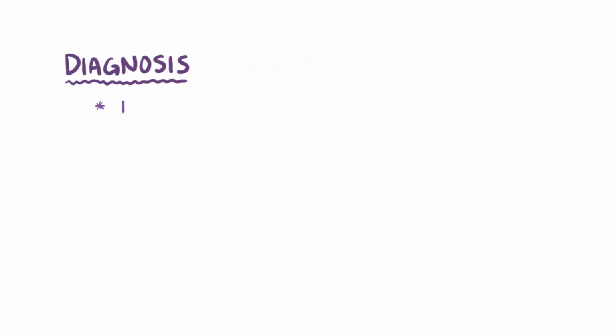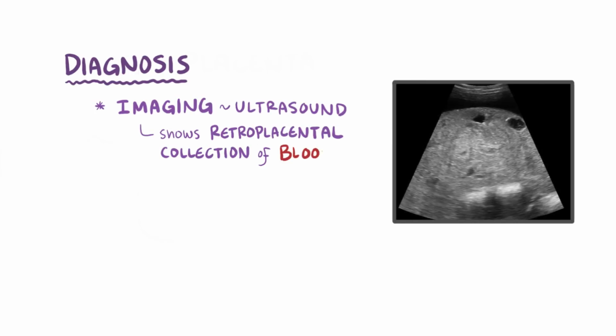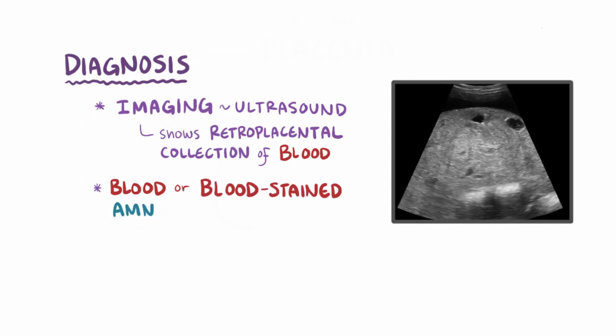Generally, a diagnosis is made based on imaging. Typically, an ultrasound will show a retroplacental collection of blood. Also, blood or blood-stained amniotic fluid might come from the vagina.